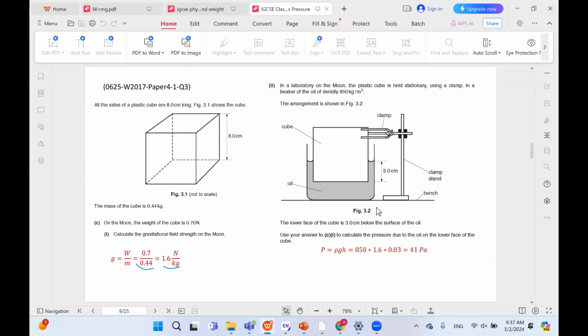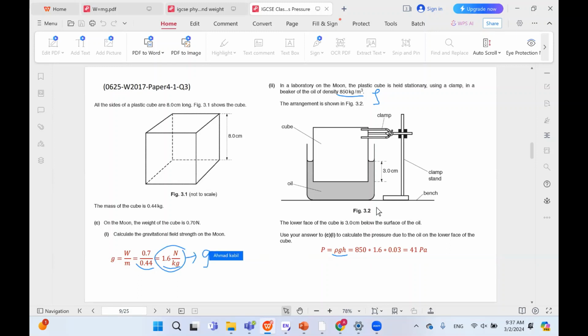The lower face of the cube is 3 centimeters below the surface of the oil. Use your answer to part C I to calculate the pressure due to the oil on the lower surface of the cube. So again, here we have pressure due to liquid, and the formula is rho GH. We have the rho given here. This is the density. And we have the gravity from part I. So this would be our G.